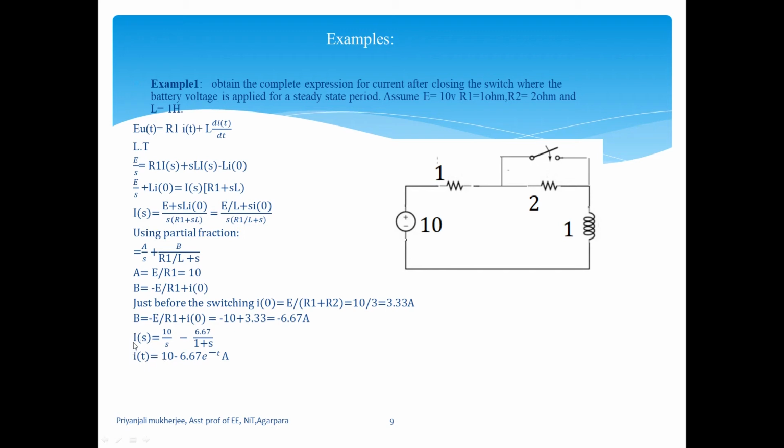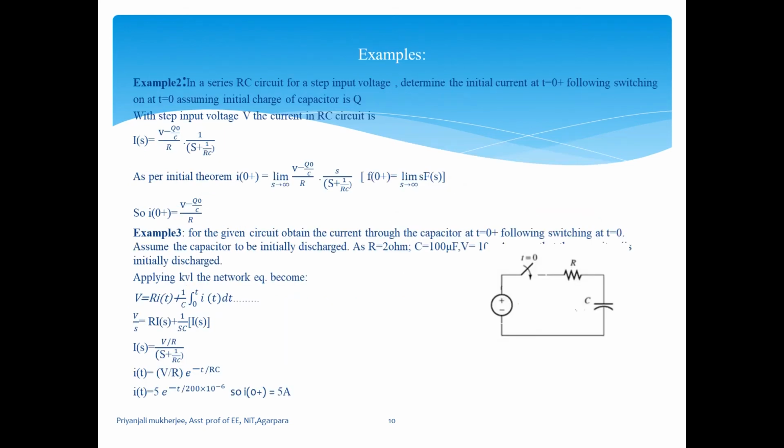So I(s) is equal to 10 by s minus 6.67 by (1 plus s). Taking the inverse Laplace transform, the inverse Laplace of 1 by (1 plus s) is e to the power minus t. So the overall current expression is 10 minus 6.67 into e to the power minus t ampere.